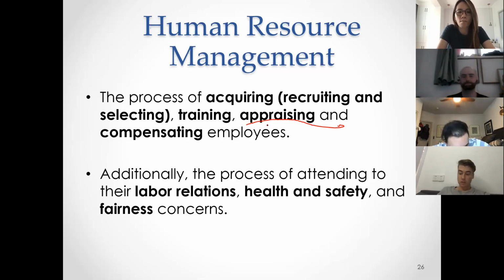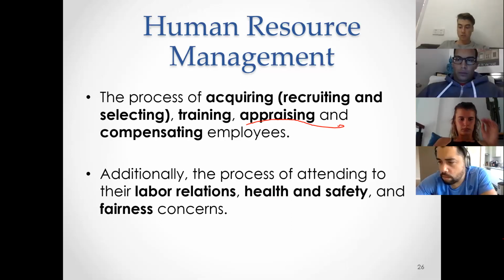Labor relations. How do people get together and fight for their rights? Health and safety, very important these days. What kind of safety requirements do you need to follow? There are laws that we need to follow, and then there are also policies and rules and procedures. And fairness. Fairness is across the board. That's a very interesting idea. And we'll talk about what it means to be fair.